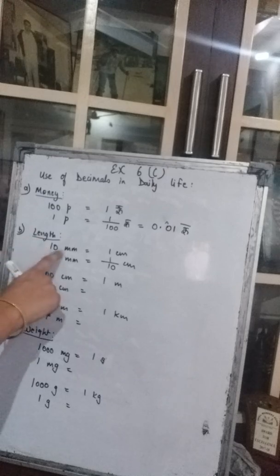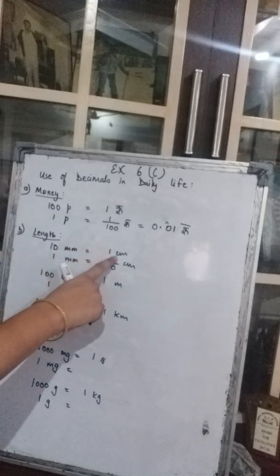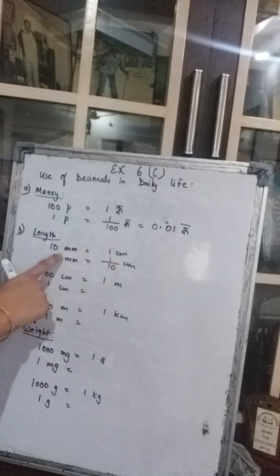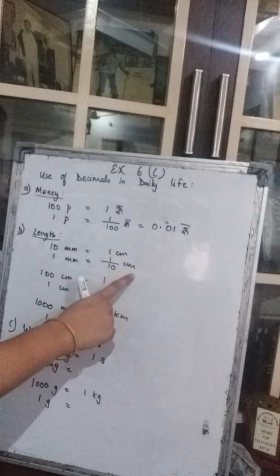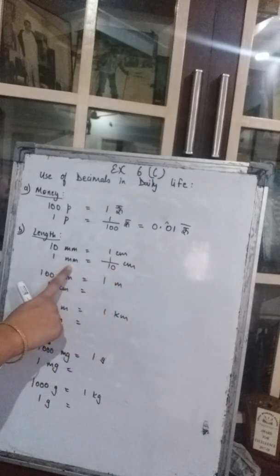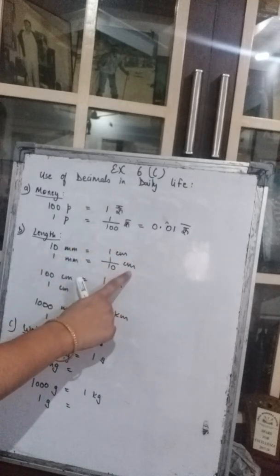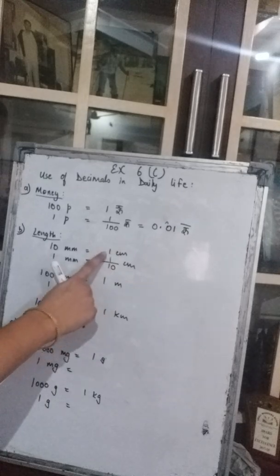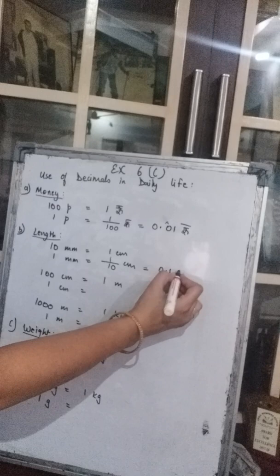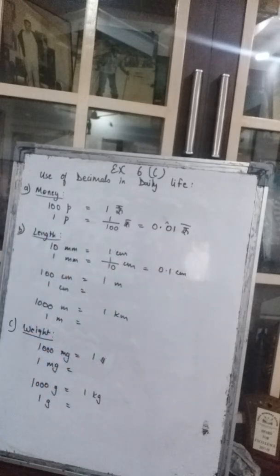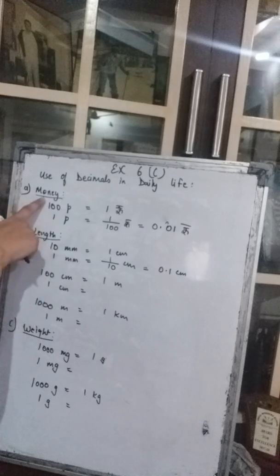You know that 10 millimeter is equal to 1 centimeter. In 1 centimeter, how many millimeters are there? 10 millimeter. Now, 1 millimeter will have how many centimeters? Millimeter is a smaller unit and we have to convert it into the bigger unit. So, we will always divide, 1 upon 10, and this can be written as 0.1 centimeter. Clear?